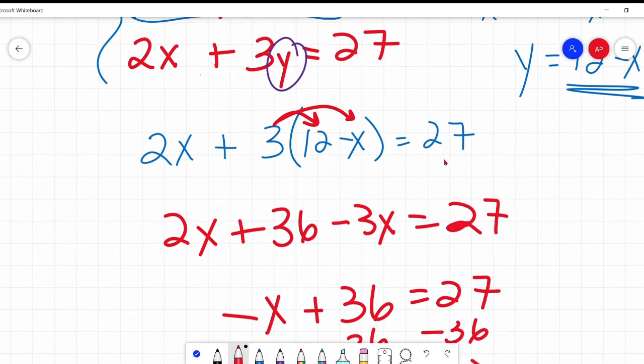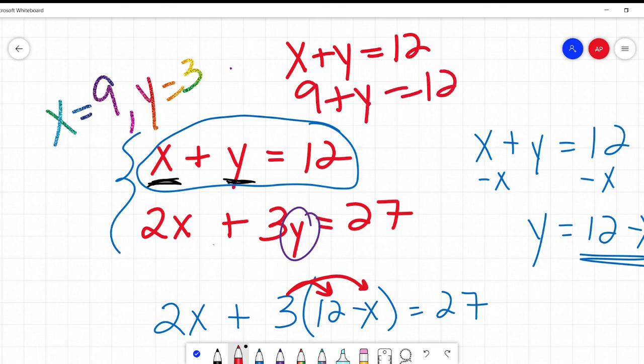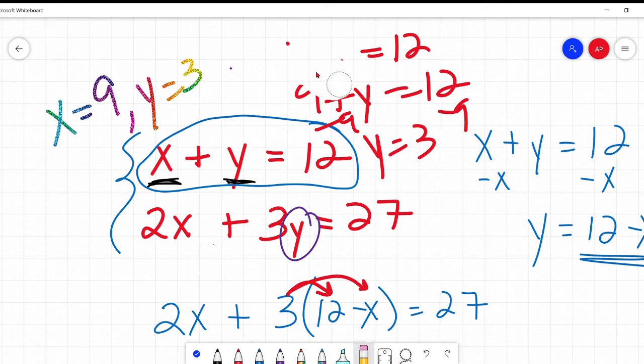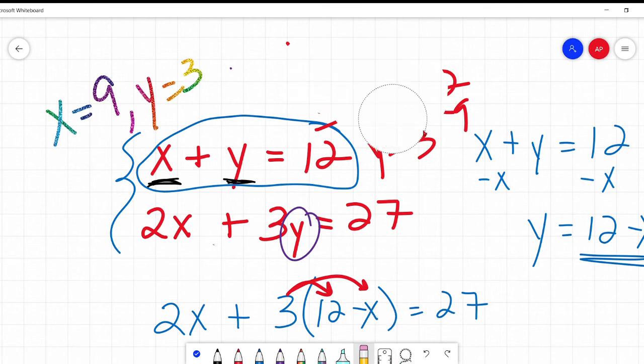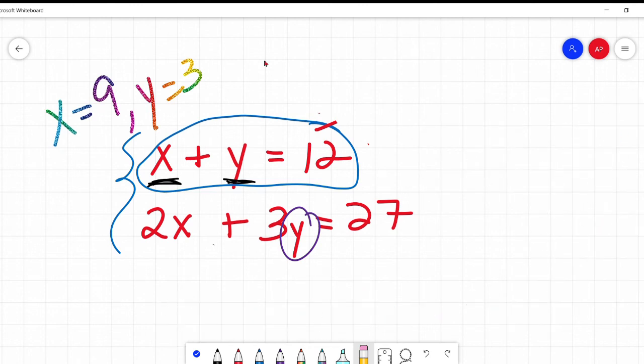And then I go back up to the top and I would say x plus y equals 12. 9 plus y equals 12. Subtract 9 from both sides, y equals 3. Same exact answer. Many times in math this is true. You can do something two or three even different ways and still get the same answer.